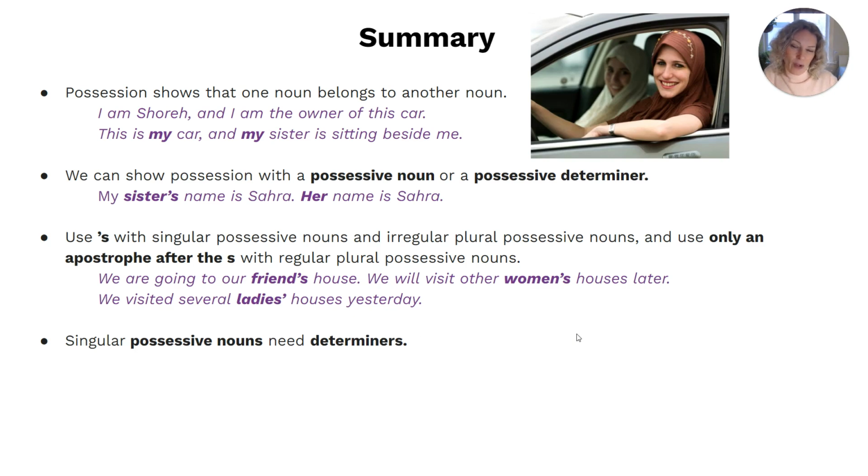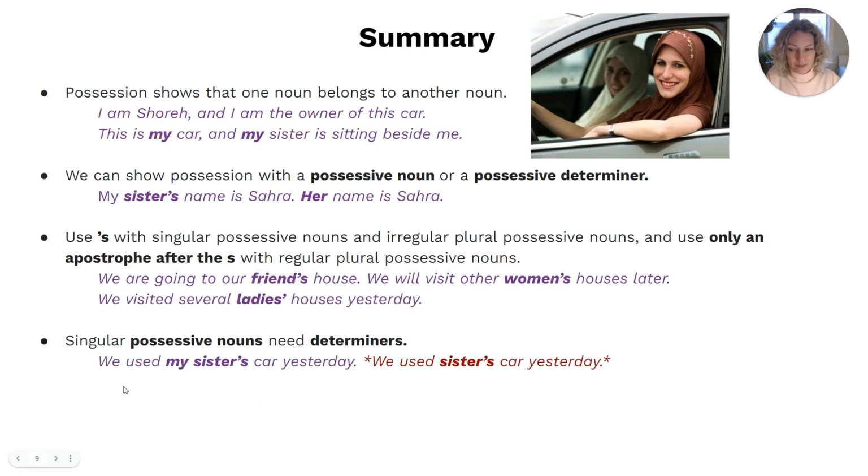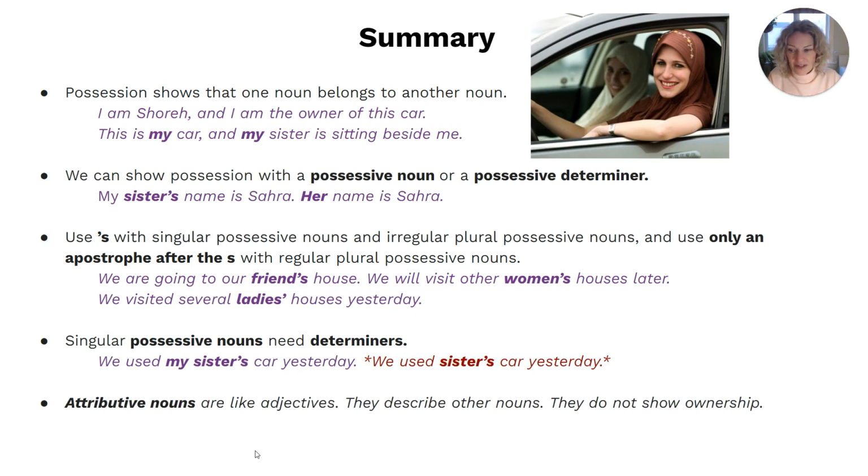Singular possessive nouns need determiners. So don't forget those determiners, even if it's a possessive noun. If it's singular, a count noun, it needs a determiner. So for example, you need to say, we used my sister's car yesterday. You can't just say, we used sister's car yesterday. You need to be more specific with those singular count nouns. Singular count nouns always need a determiner, including possessive nouns.